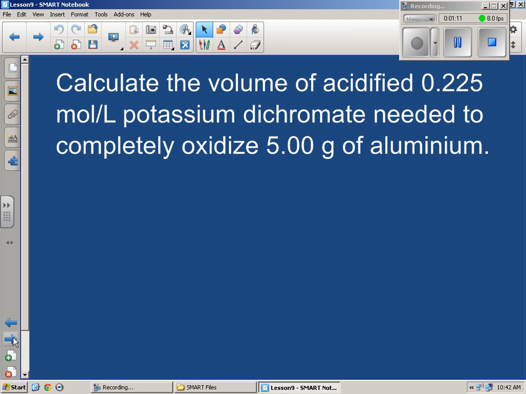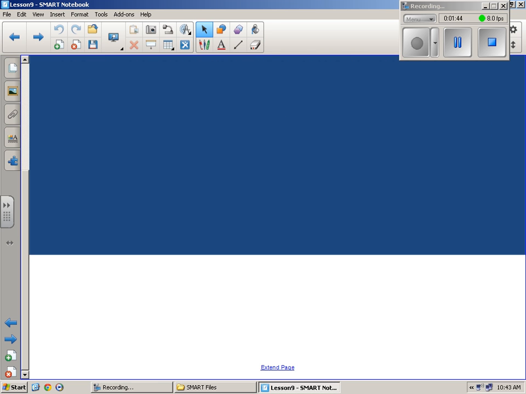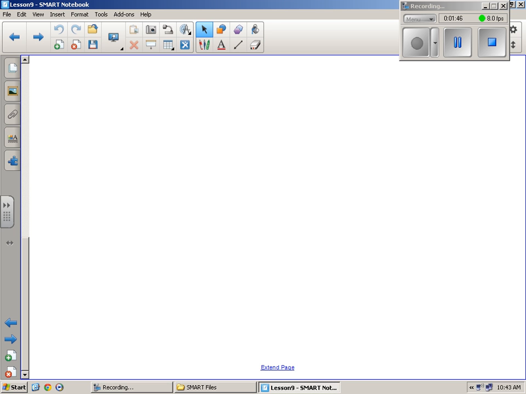This first one here: calculate the volume of acidified 0.225 molar potassium dichromate needed to completely oxidize 5 grams of aluminum. Well, probably the first thing you need to do here is come up with a balanced chemical equation for this, okay? In order for that to happen, you have to look at this and say, what's my balanced chemical equation? And you're going to do what to get that? Somebody help me out here. What do you need to do to do that word problem? Write down everything you have. So go ahead and do that. Start. Go.